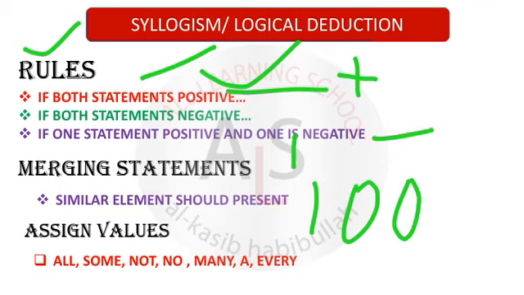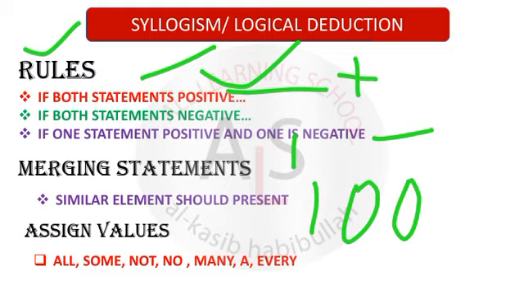Now the third rule is assign values. According to the third rule, we have to assign the values. Like all will be assigned a value, income of 100 for all, 50 for some, and similarly no has income of 100. All its incomes will be discussed in MCQs.